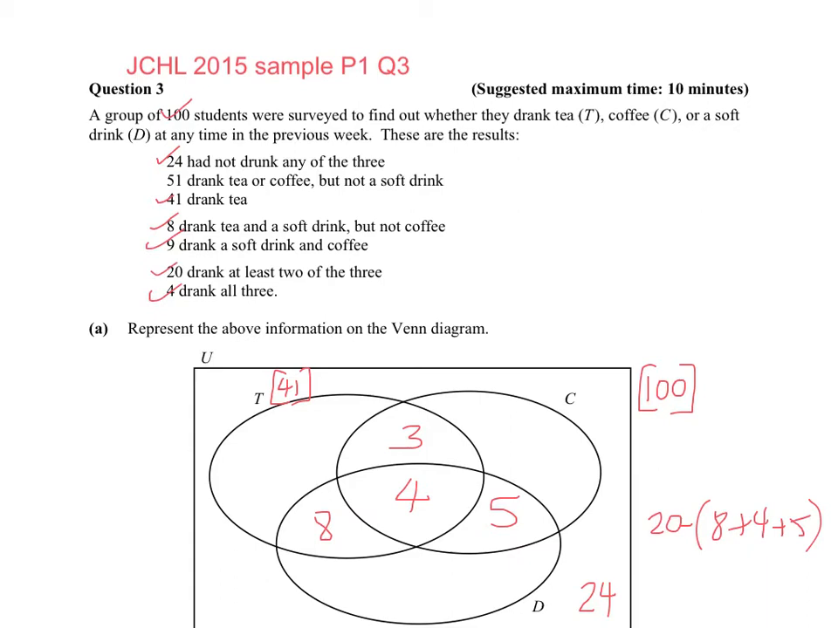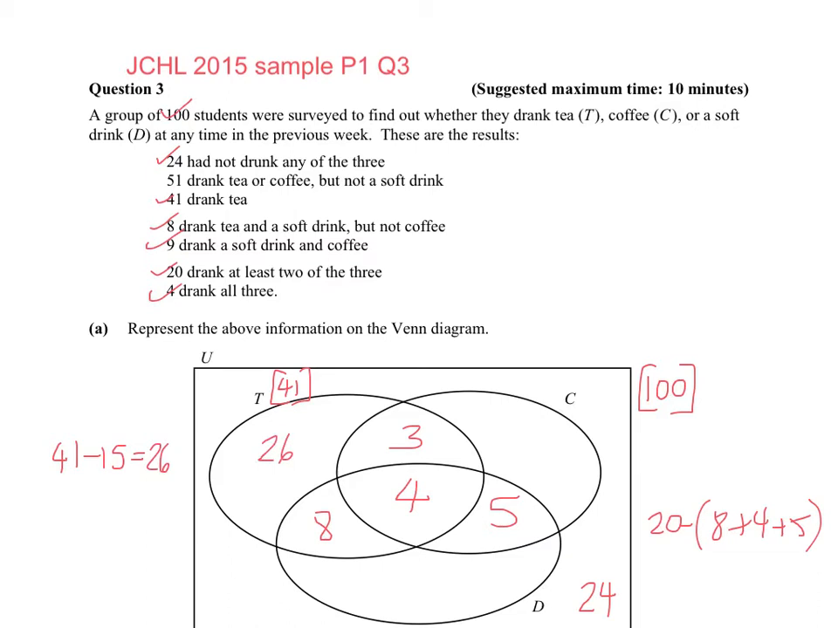Now, there's one piece of information we still need to deal with, but before we do that, if we look at our Venn diagram, we know for T, the 41, which includes all of the tea drinkers, we have 3 sections, and we can take them away to get our final section for the tea only. So 8 and 4 and 3 away from 41, and we get 26 for the tea only drinkers.